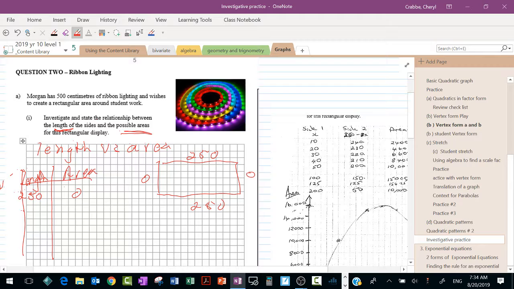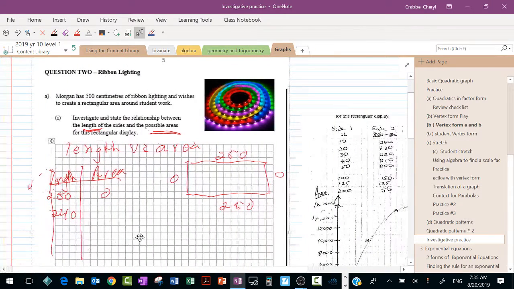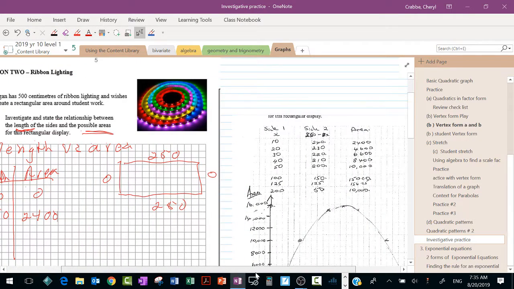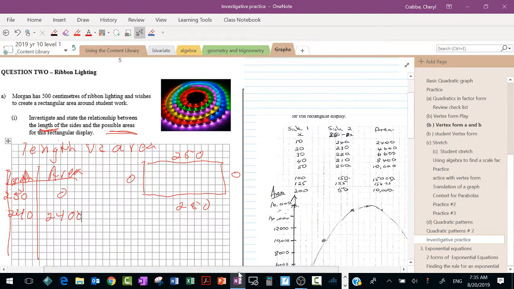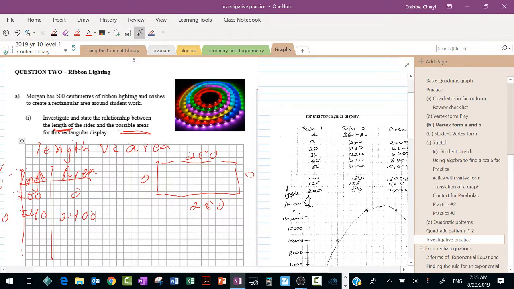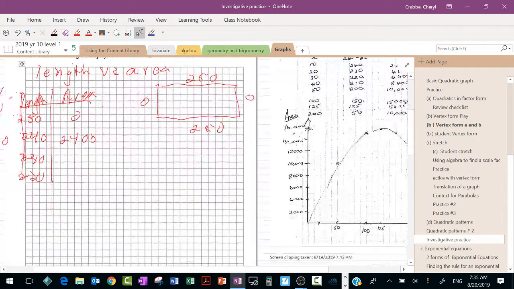But I could do a length of, say, 240. Now that means I'm going to have a width of 10. A width of 10, if I put this as my width. And then I'm going to have basically my area, which is 2,400. Right? So that's basically what ends up happening. And then I work my way down, 230, 220, and work out my areas and so on that way.